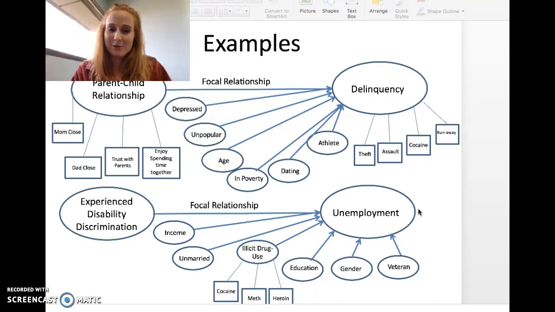So hopefully you found this helpful on how to draw figures that illustrate variable relationships. And now when you see these kinds of shapes in the future, you can understand how they work and what's going on.